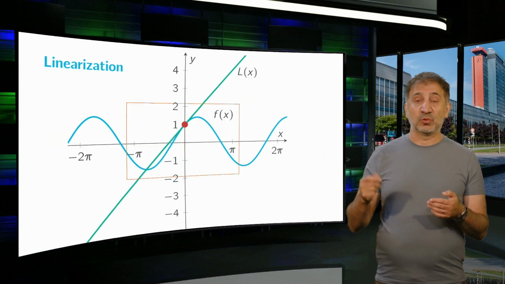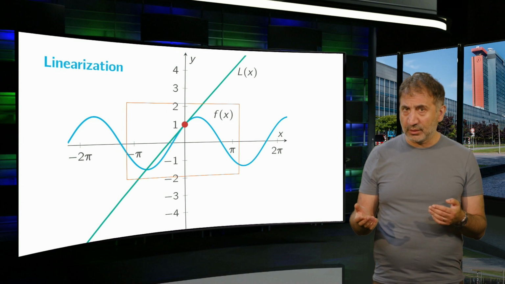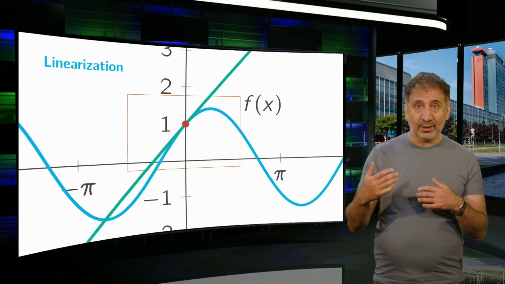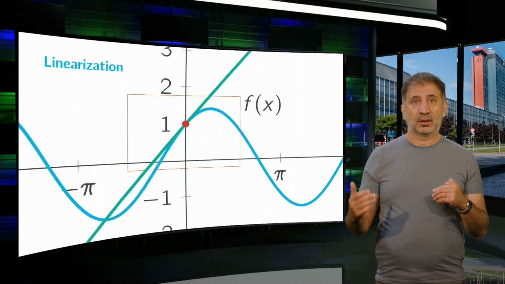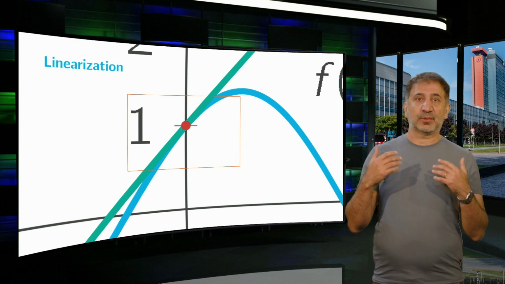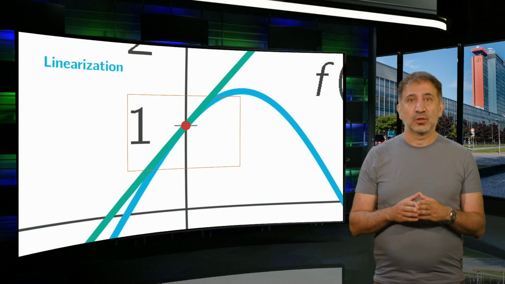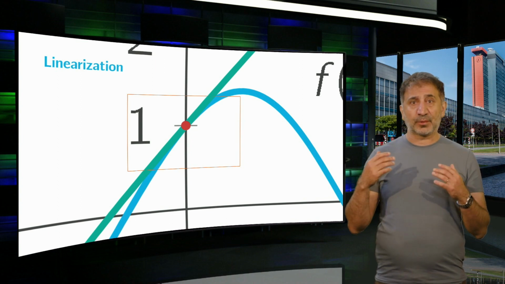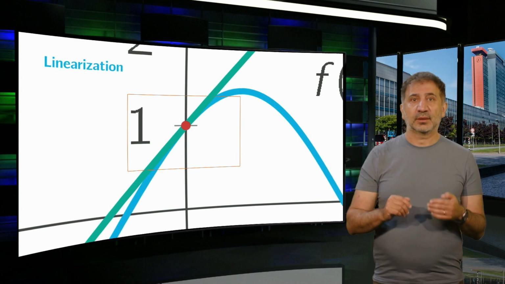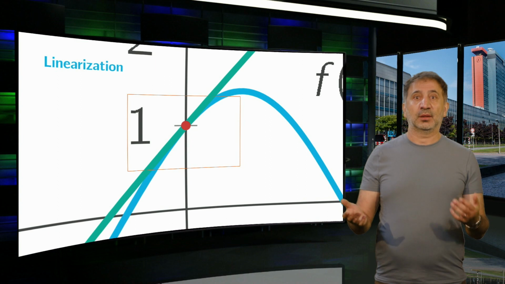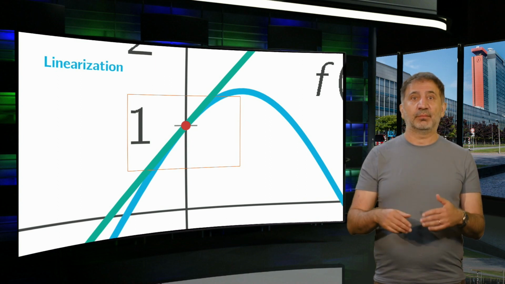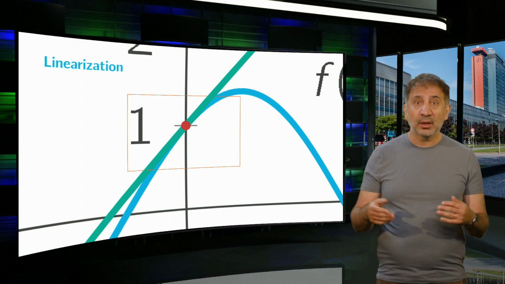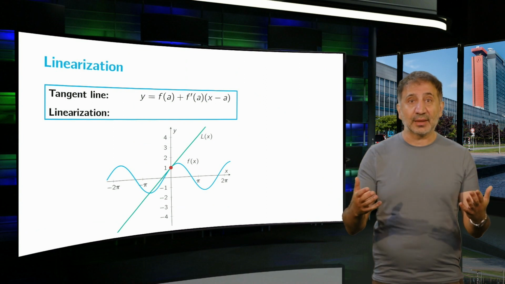For example, if we zoom once, then the approximation is rather poor. Zoom in again and it becomes already better. Zoom in again and it becomes very decent. And if x is very close to 0, then the approximation becomes pretty good. So close to the point with coordinates 0, 1, the green line is a very good approximation of the blue curve. This is the idea of linearization, that we can approximate a function by a linear function close to a given point. Which linear function? The one whose graph is the tangent line.